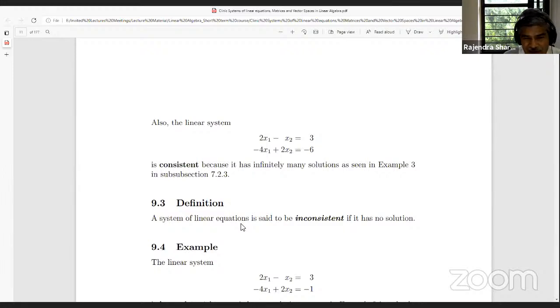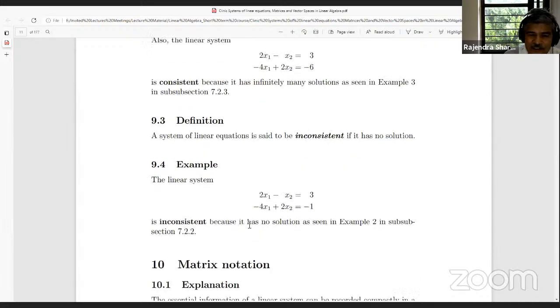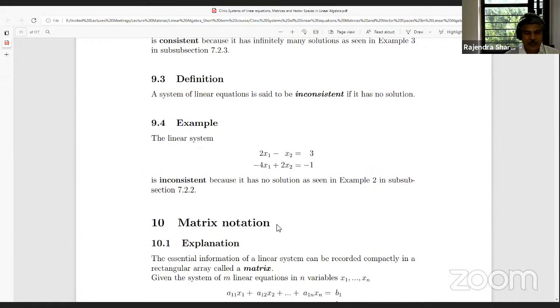Another, example 3, was the last example where the number of solutions was infinitely many, and so this also is consistent. And we also had an example where there was no solution, and that was example 2, and the system therefore was inconsistent. So an inconsistent system, for example, 2x1 minus x2 is 3, minus 4x1 plus 2x2 is equal to minus 1, is an inconsistent system of equations because there is no solution to this system of equations.